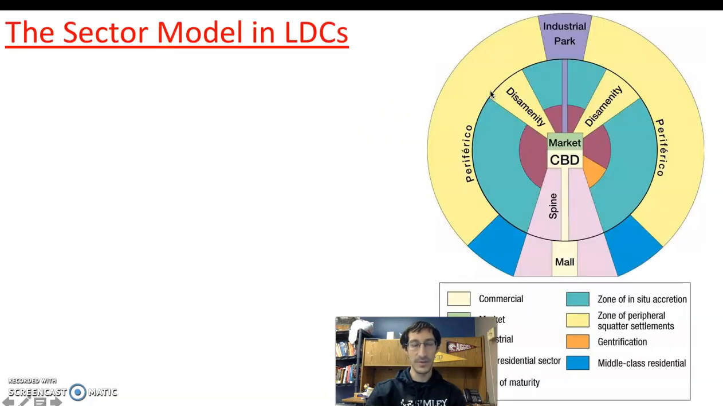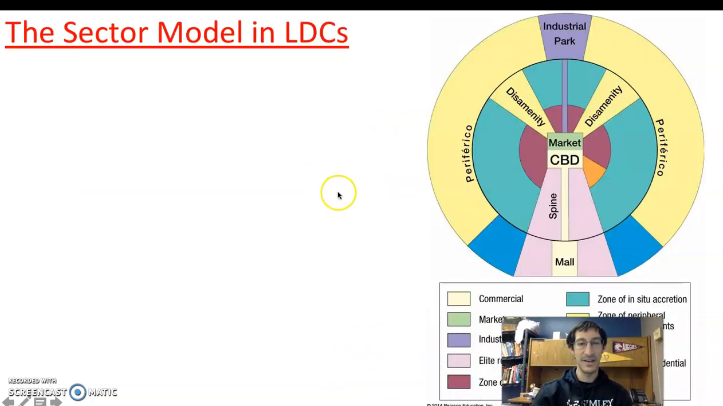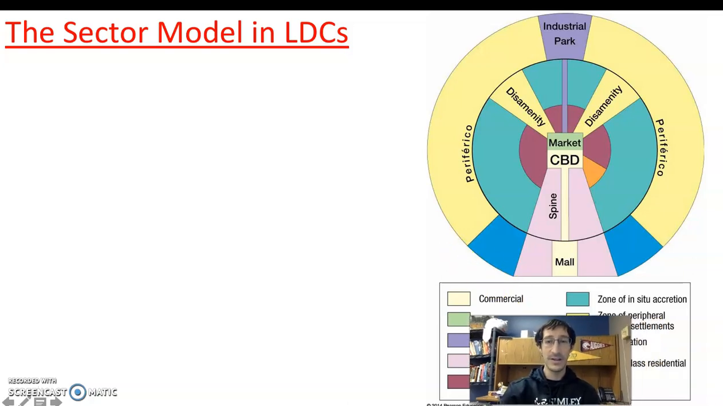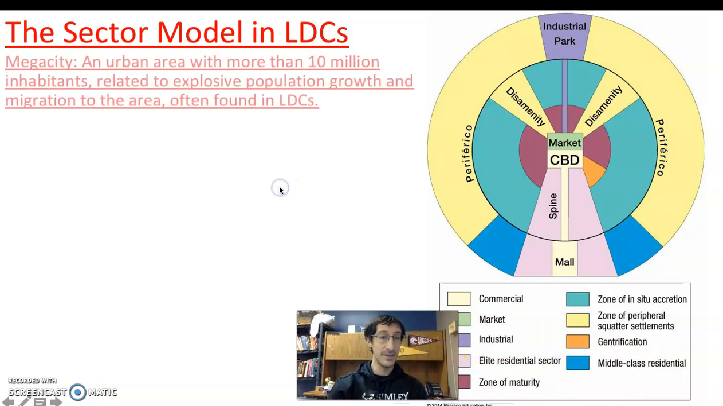That's just more comparison for people living in Manhattan and how the population fluctuates during a normal day. So switching over to less developed countries and looking at it in terms of the sector model, because the sector model does this pretty well in terms of the layout of cities in those less developed countries.